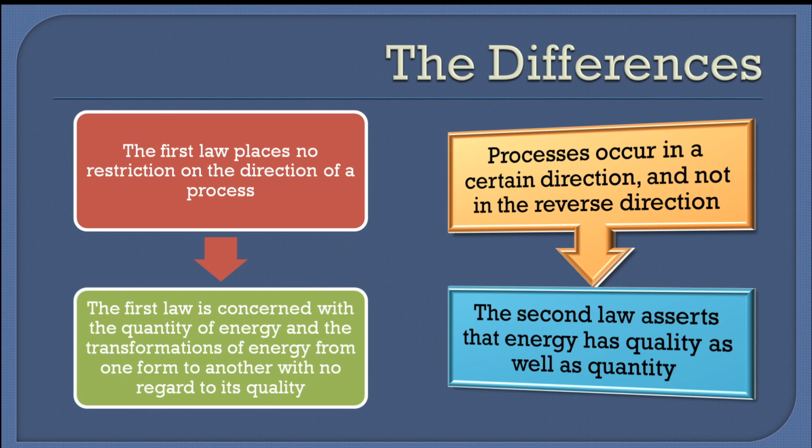You can see here the first law places no restriction on the direction of a process. It just states the quantity of the energy is conserved. But coming to the second law, processes occur only in a certain direction, but not in the reverse direction. That means the process will happen only in the direction where the quality of the energy is deteriorated. Quality of the energy cannot be increased when the system undergoes a process. That is not possible. So in short, the second law asserts that energy has quality as well as quantity.